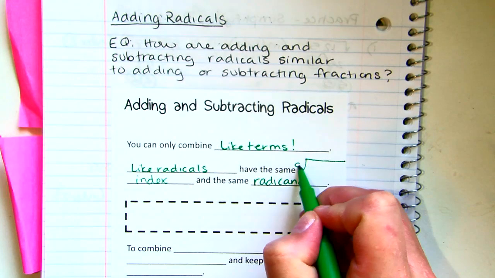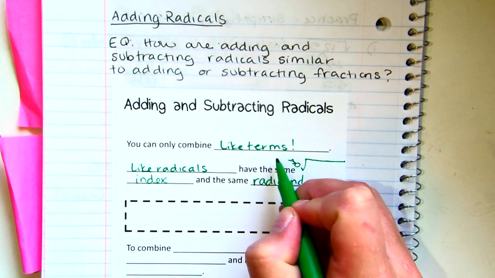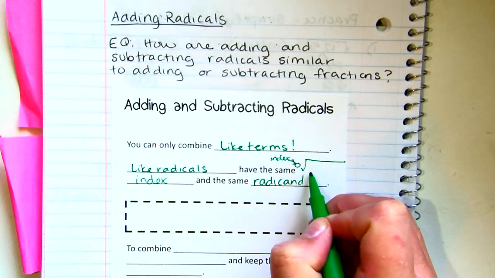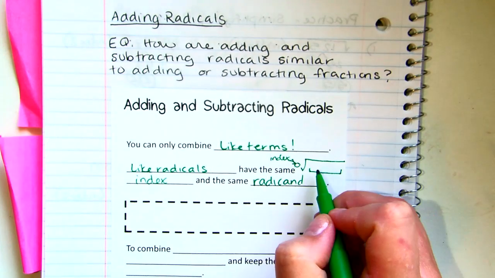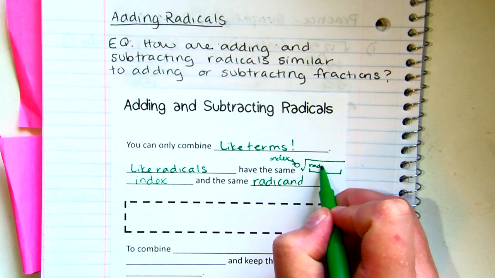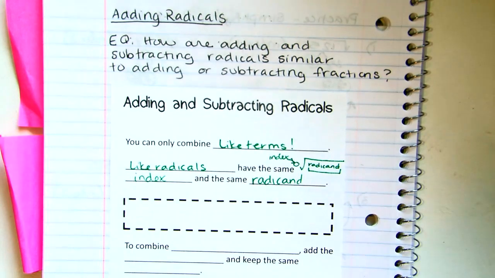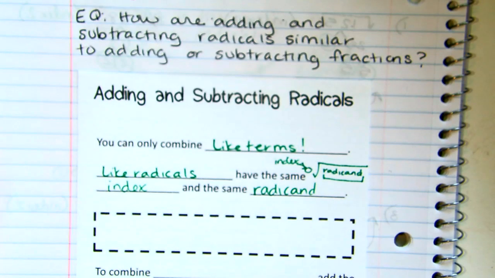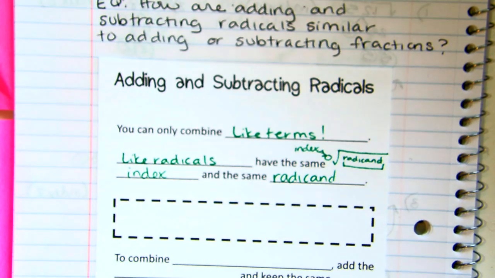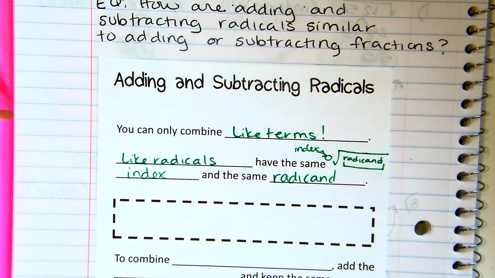Remember, that index is the number in front of our radical sign. So this right here is the index. And the number inside here, the number or number in variables, or just variables, is our radicand. So we want to keep those two pieces in mind. I'm going to give it a moment to adjust. There we go. That looks better.